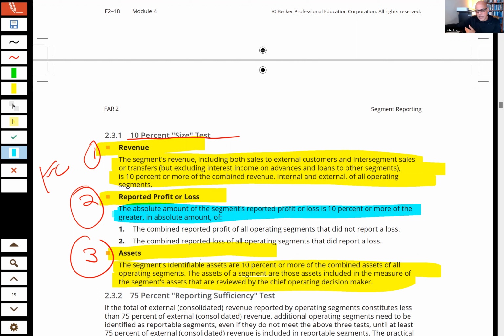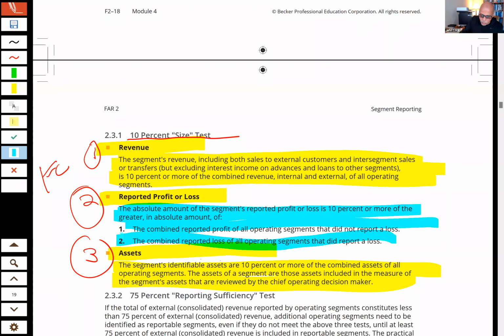Then we get all those that had a positive net income, add them together, and get that big old positive number. Whichever number is greater, we then multiply by 10%. Any segment that has a profit or loss greater than or equal to the absolute value of that number we chose, whether negative or positive, would be a reportable segment. Now, that rule is a little bit harder to visualize.